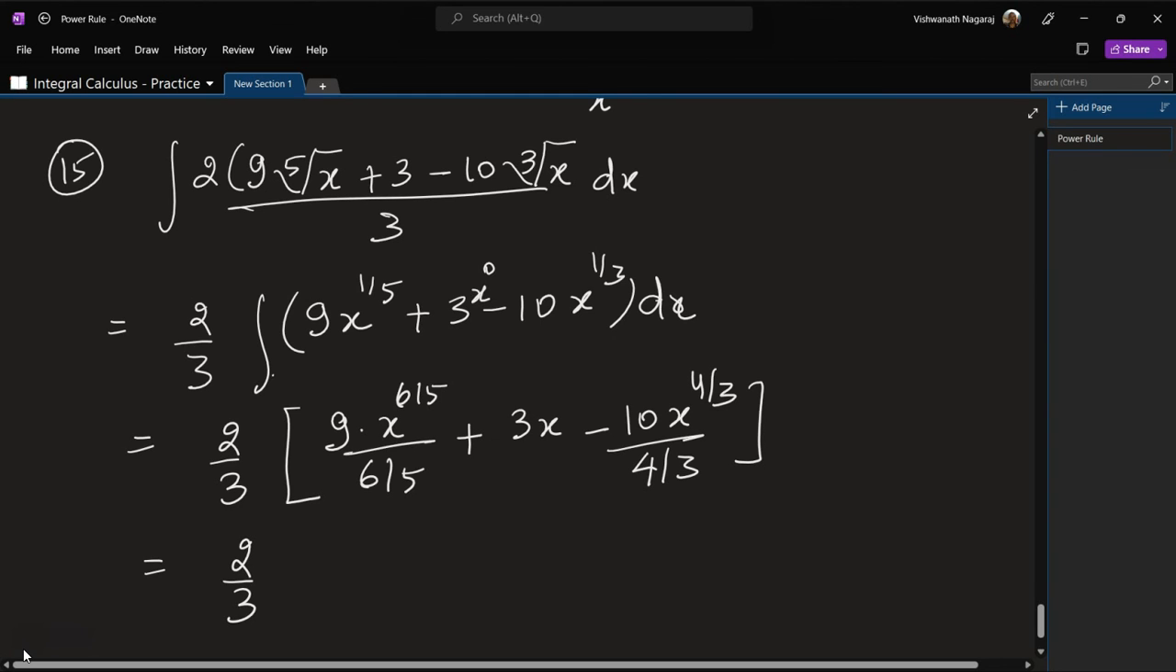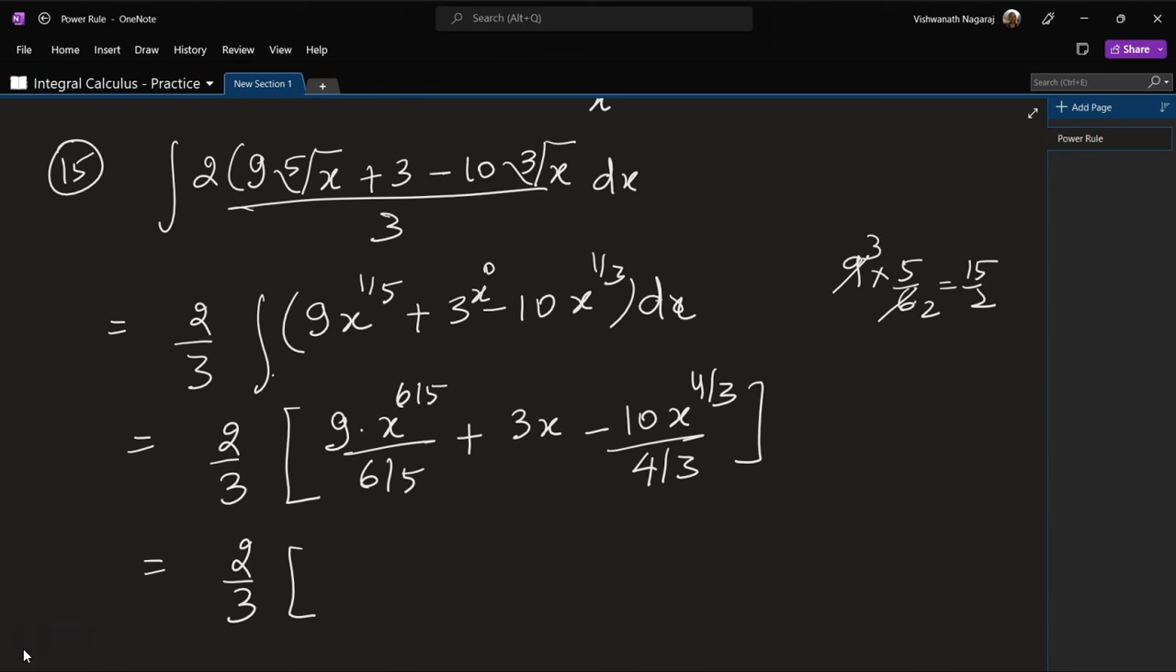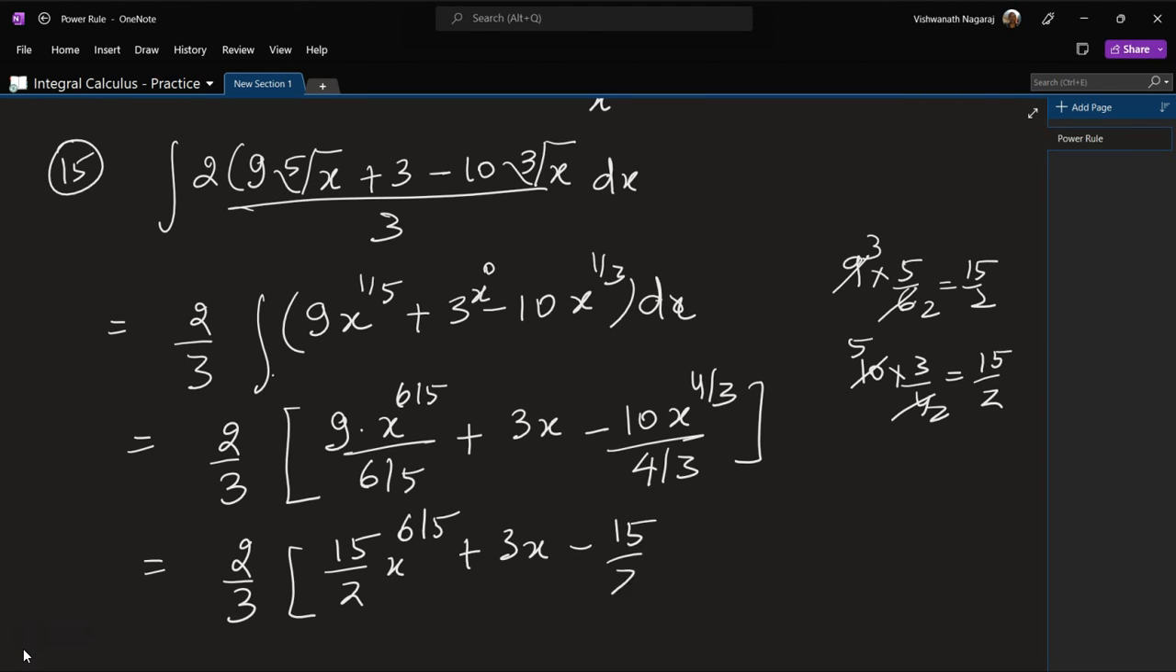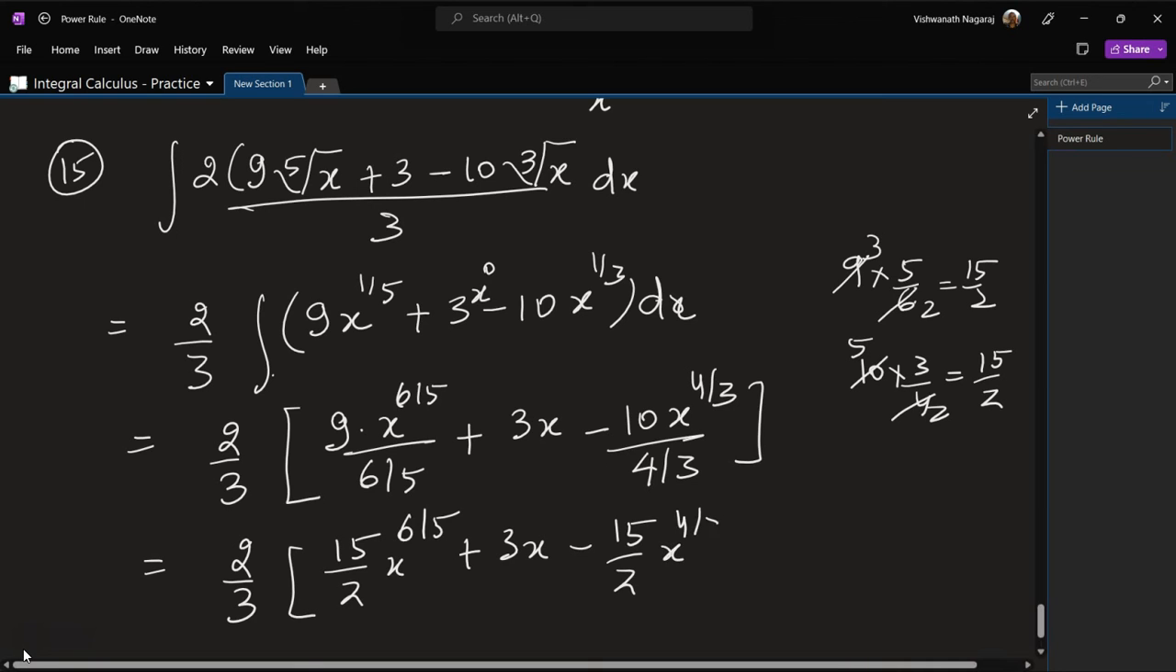Now 2 by 3 times, if we simplify this, 9 times 5 by 6, 3 3s, 3 2s. So we get 15 by 2. So 15 by 2 x to the power of 6 by 5 plus 3x minus 10 times 3 by 4. So 2 2s, 2 5s, which gives us again 5, 15 by 2. So 15 by 2 x to the power of 4 by 3.